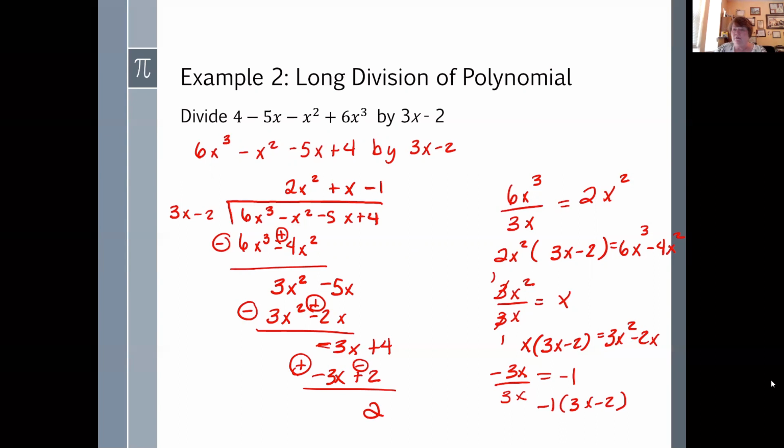So our division results in a quotient of 2x squared plus x minus 1 and a remainder of 2. So we have 2x squared plus x minus 1 with a remainder of 2.